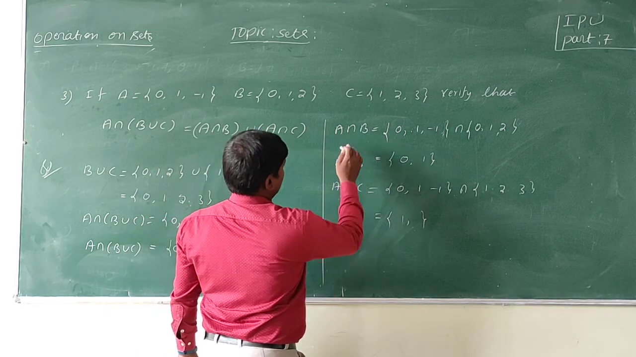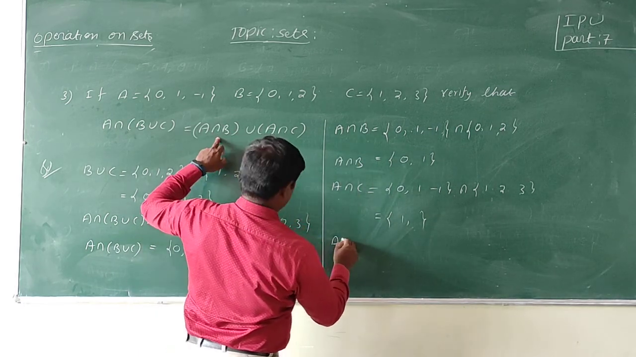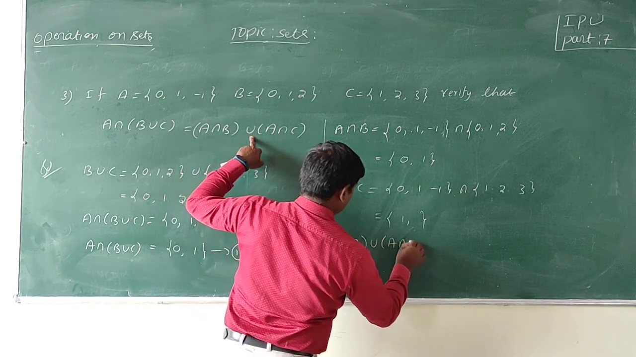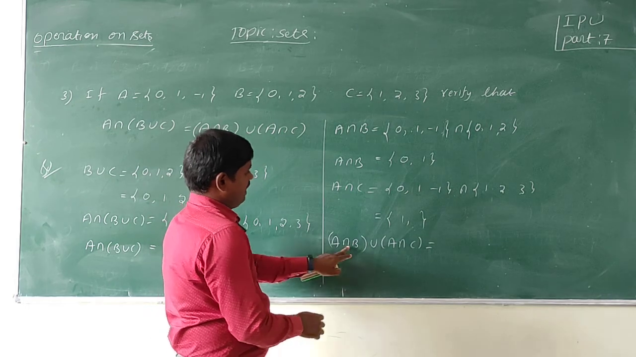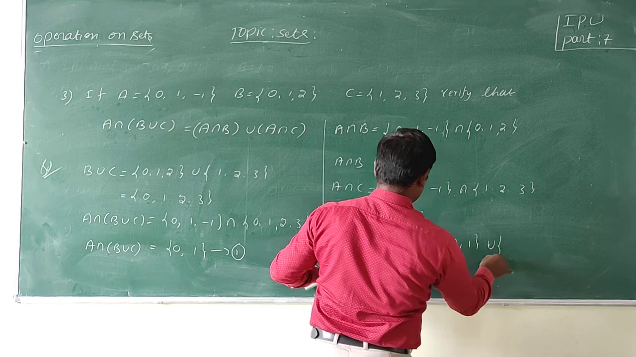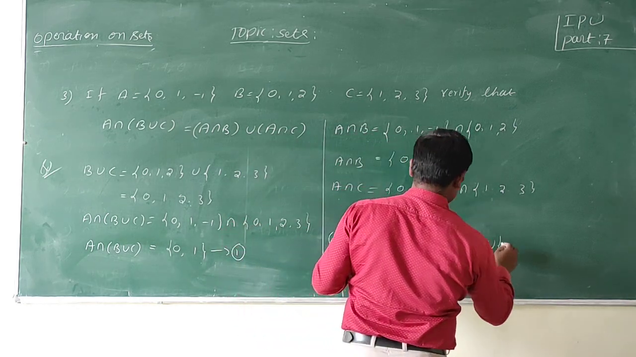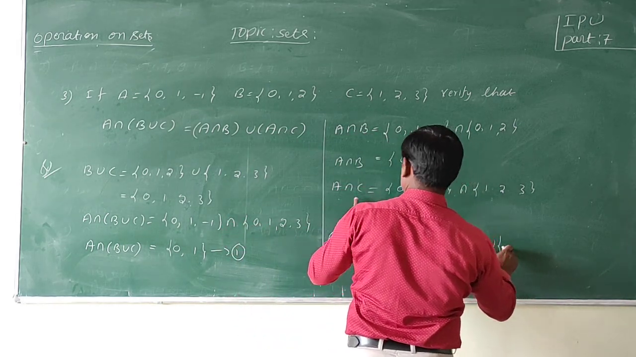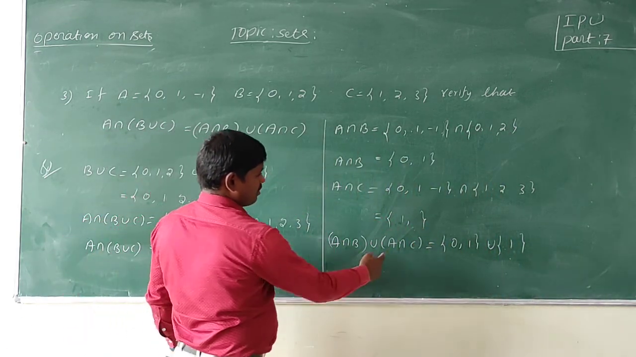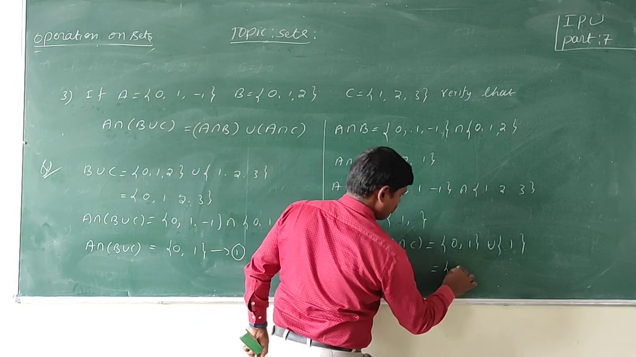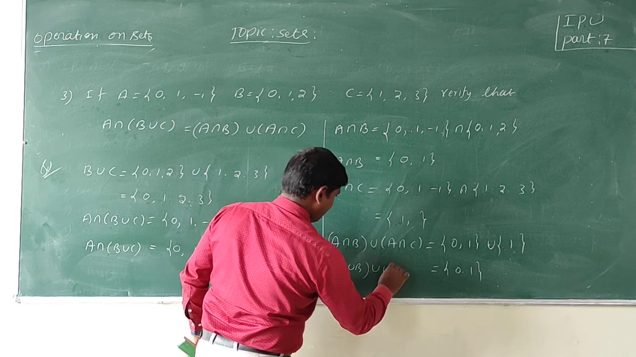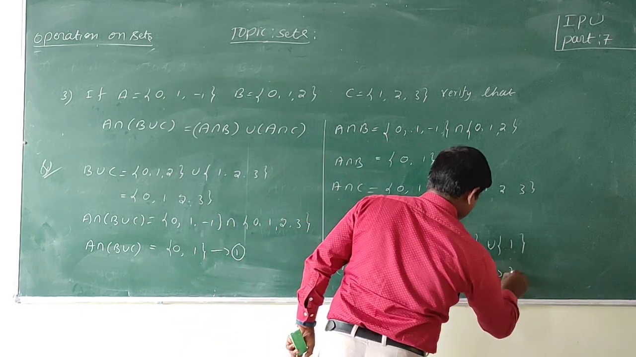Now we find A intersection B union A intersection C. A intersection B is {0, 1}, and the union with A intersection C, which is {1}. The union of these two sets is {0, 1}. So this is (A intersection B) union (A intersection C). This is equation number 2.